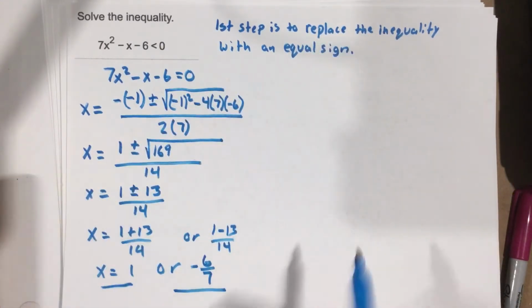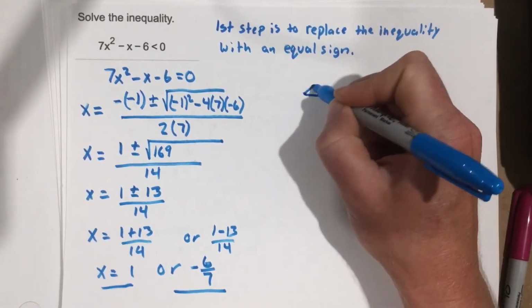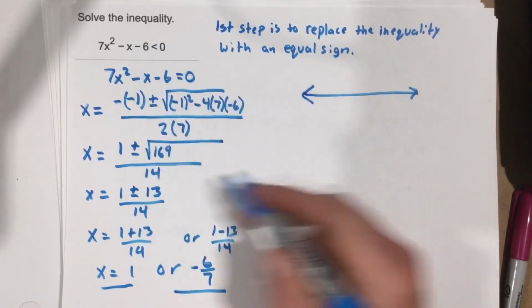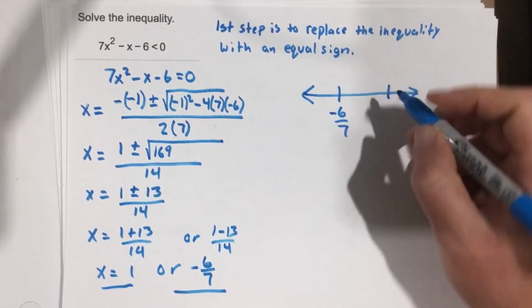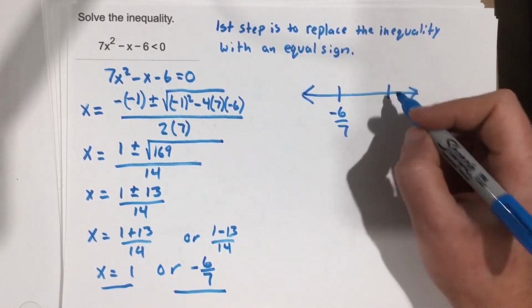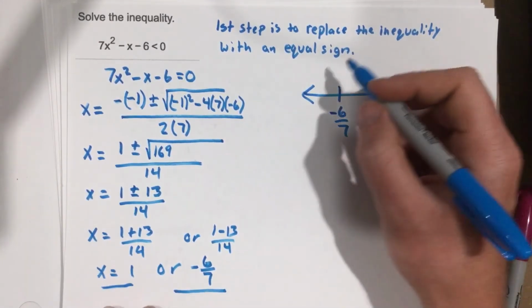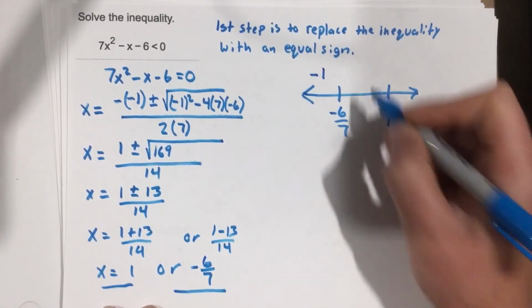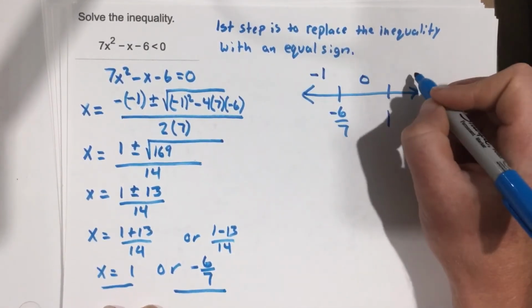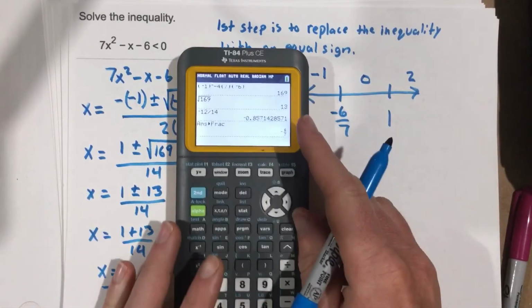Here's how I solve the rest of this. I draw a number line. All right, I actually got to use the inequality sign now. So I'm going to mark negative 6/7, and I'm going to mark 1. And I'm going to plug in a test value for each region. Negative 1 is smaller than negative 6/7, 0 is between them, and 2 is out here. So I'm going to plug in negative 1, 0, and 2.